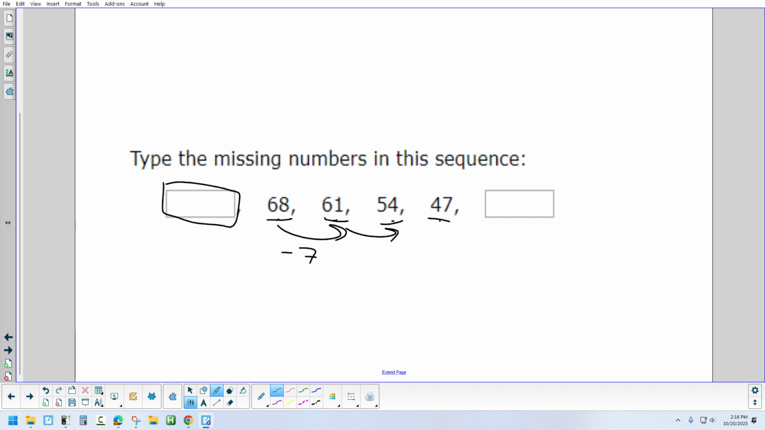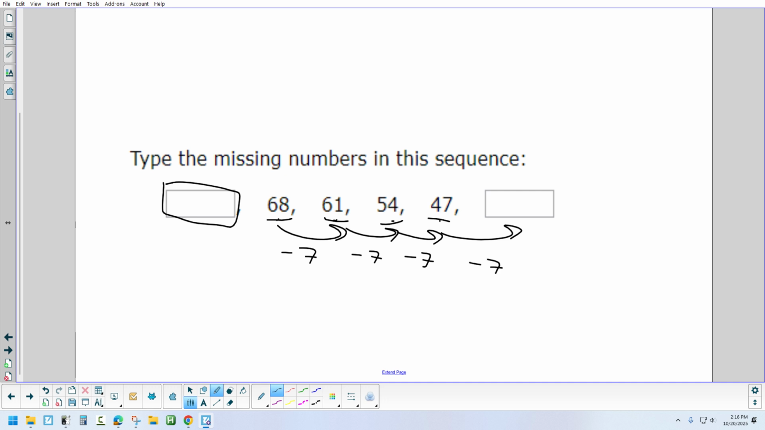Yeah? How do we get from 61 to 54? Logan, you see how we get there? 7. Add or subtract? Add. So let's see, what's 61 plus 7? Does that give me 54? No, subtract. Yeah, we're going to subtract 7. And how do you get from 54 to 47? Subtract 7. Yep. So the pattern here is you go to the right, you're subtracting 7.